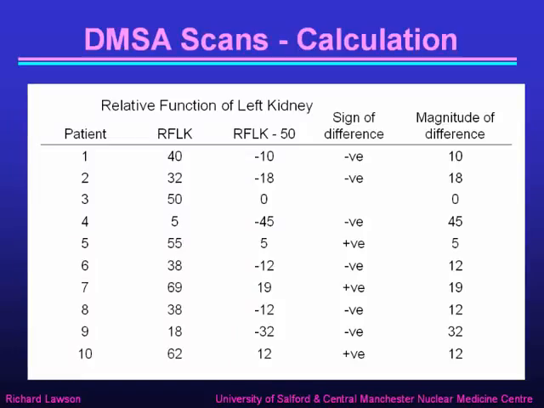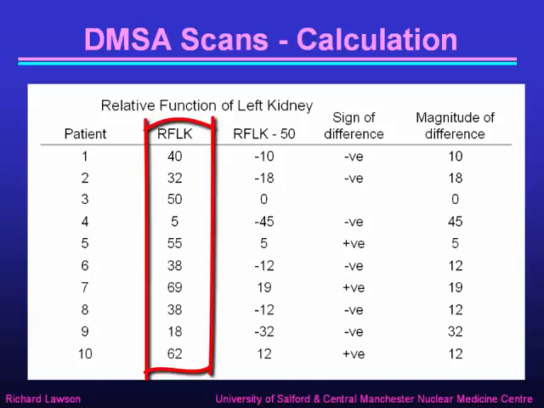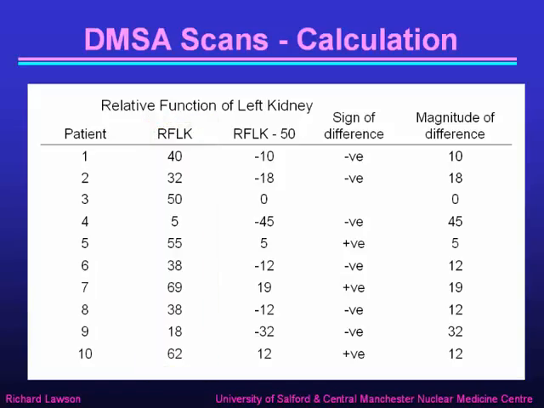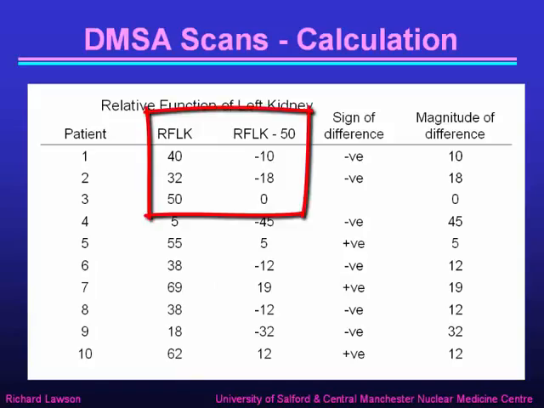So here's the data we're going to use. Here are our 10 patients, numbered 1 to 10, and the relative function of the left kidney I've shown here: 40%, 32%, 50%, 5%, and so on. If you remember, the first step of the calculation was to subtract the assumed mean, which in this case is 50%, from all of the measurements. So 40 minus 50 is minus 10, 32 minus 50 is minus 18, 50 minus 50 is 0, and so on.